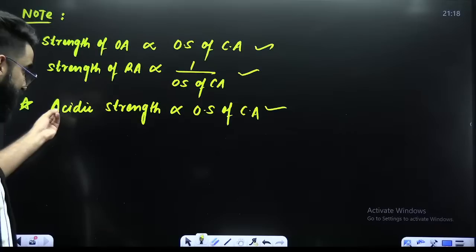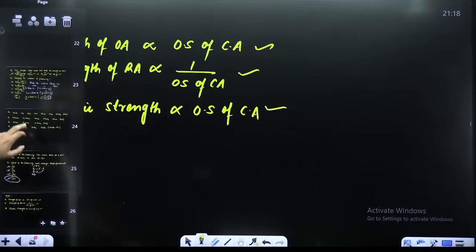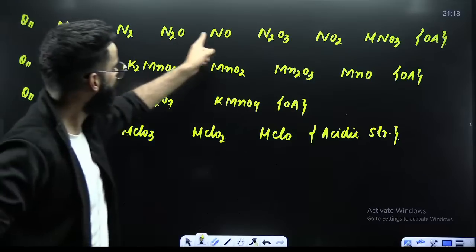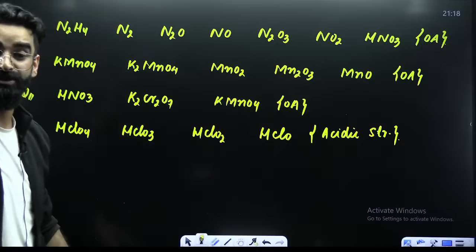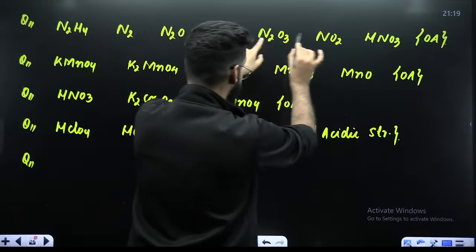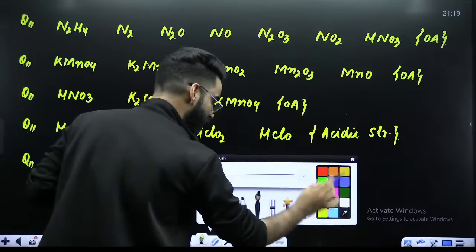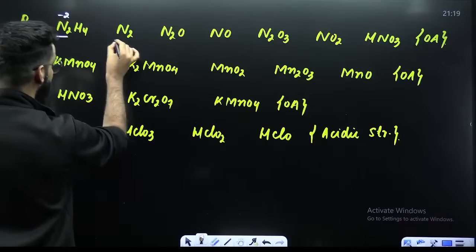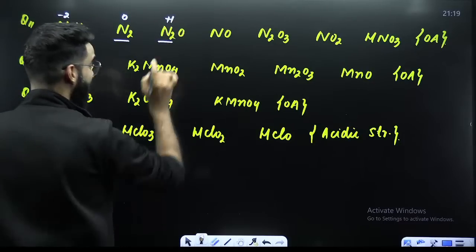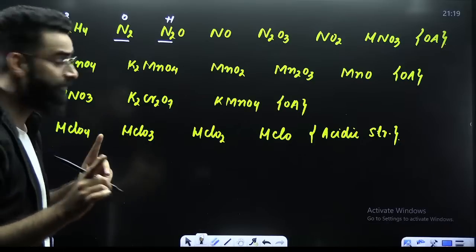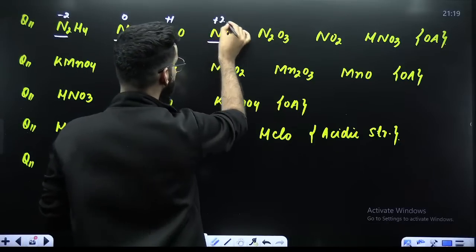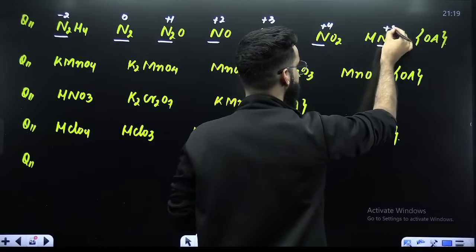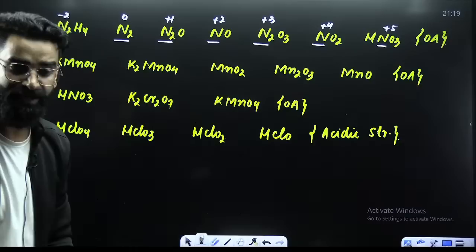For example, these are a few questions. You need to arrange them on the basis of the strength of the oxidizing agent. So basically, you have to check which of the following is the better oxidizing agent. What you'll be doing is calculating the oxidation state of the central atom. Calculate the oxidation state of nitrogen here. It will be -2. Nitrogen here, 0. Nitrogen here, +1. And you know how to calculate it. I've given you the rules. Nitrogen, +2. Nitrogen, +3. Nitrogen, +4. Nitrogen, +5.